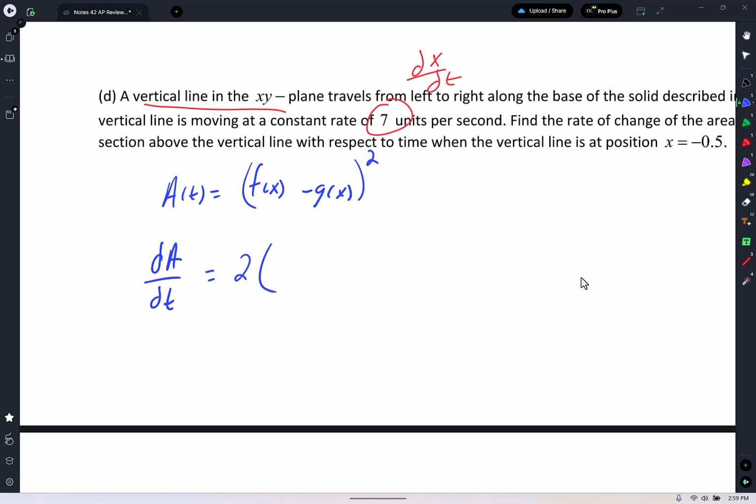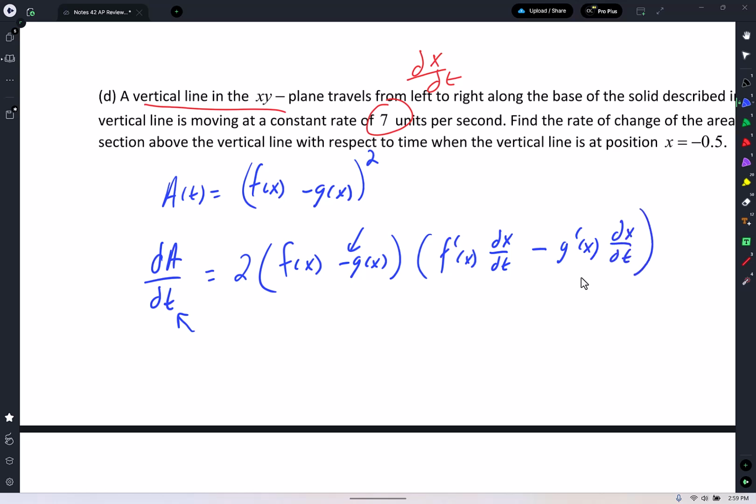2, leave the inside alone, times the derivative of the inside. But remember, I'm taking the derivative with respect to t. So I'm going to write f prime of x, and right next to it, I'm going to put dx/dt, minus g prime of x, and right next to it, dx/dt. To make calculations easier, I don't want you guys to get confused. You see how there's a dx/dt on both of these? I'm just going to factor it out to make my calculations easier.